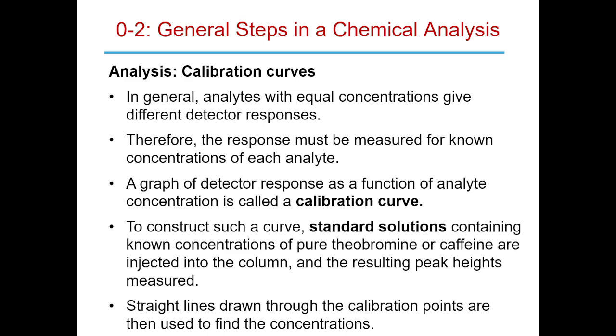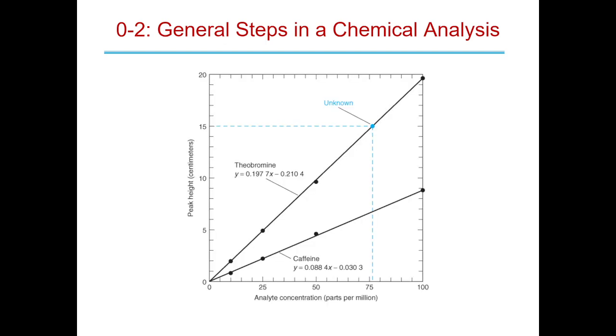So to construct such a curve, standard solutions containing known concentrations of pure samples like theobromine or caffeine are injected into a column, and the resulting peak heights are measured. They are typically graphed against a certain function. So, for example, straight lines will be drawn through those calibration points. These will then be used to find the concentrations using Beer's law. That's the actual law that this is.